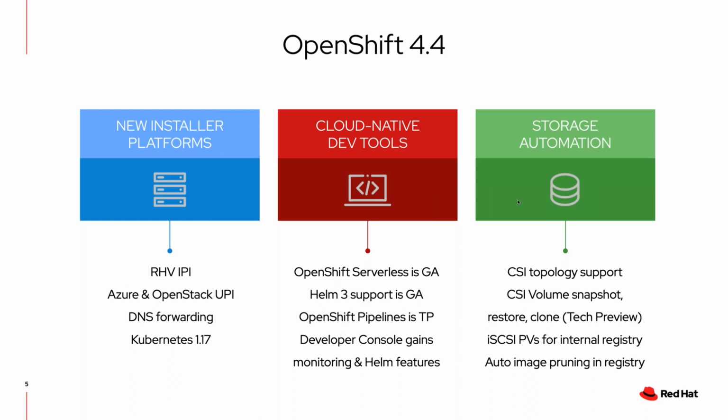So with OpenShift 4.4, we have brought Red Hat's virtualization as an installer provisioned infrastructure, so it makes it pretty easy to get it up and running if you already are using Red Hat's virtualization in your data center. And also Azure and OpenStack, we have brought on par with the latest release of OpenShift. We've also gotten closer to the upstream Kubernetes version, 1.18 being the current one. We're at 1.17 with 4.4. And there's a host of other features that have already been GA'd, like the serverless part and service mesh, Helm 3 support, and a host of other developer features.